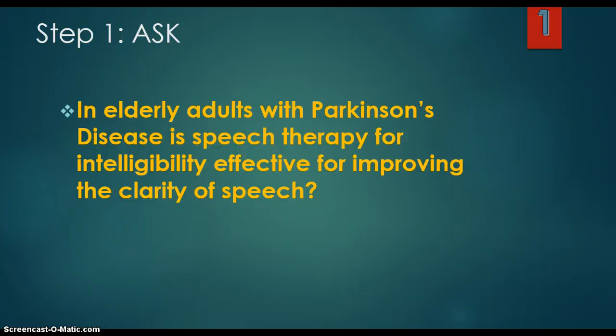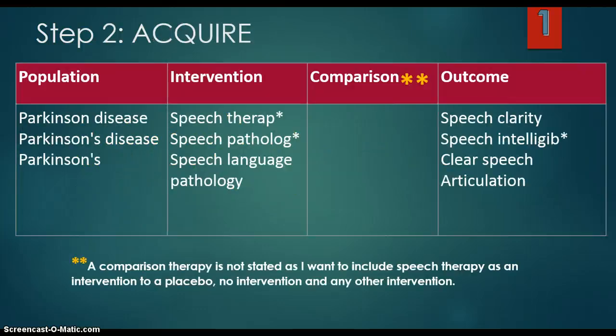From the identified elements, I was able to develop a PICO question. The PICO question is, in elderly adults with Parkinson's disease, is speech therapy for intelligibility effective for improving the clarity of speech? Here's a table with the search terms that I'll be using in my search strategy. I haven't included a comparison therapy, as I want to include all kinds of comparison therapies, including no treatment and placebo, and I don't want to rule out any kinds of comparison therapies.